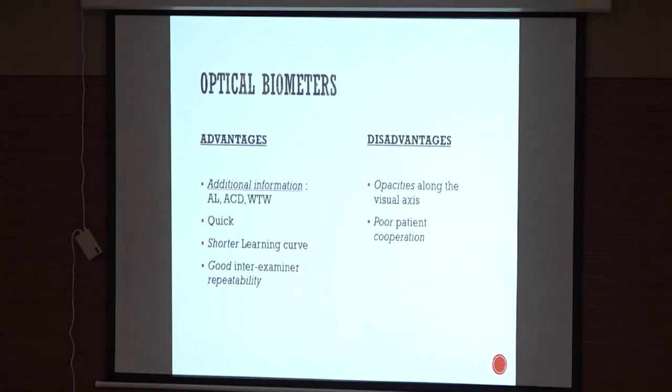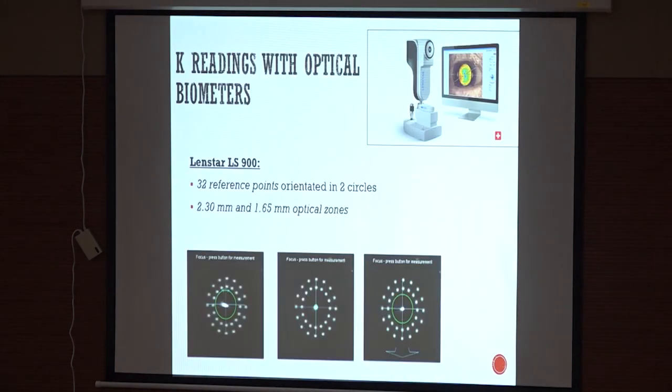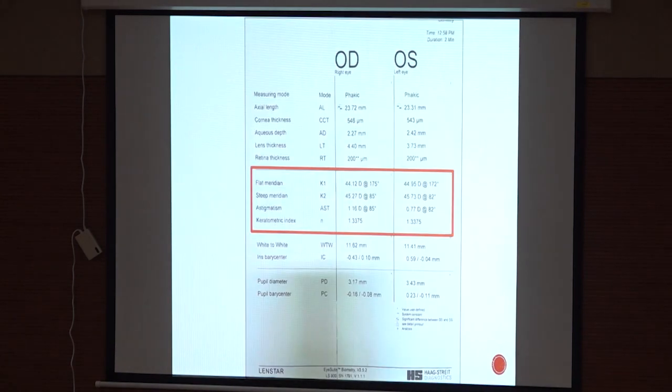While in the Lenstar, we have basically 32 reference points which are oriented in 2 circles, the outer having an optical zone of 2.3 millimeter and the inner one having an optical zone of 1.65 millimeter. The readings come out something like this, where we get the K1 reading, K2 reading, and the difference would give you the astigmatism. And here, as you can see, the keratometric index or the refractive index that we've already seen has been taken as the standard, that is 1.3375.